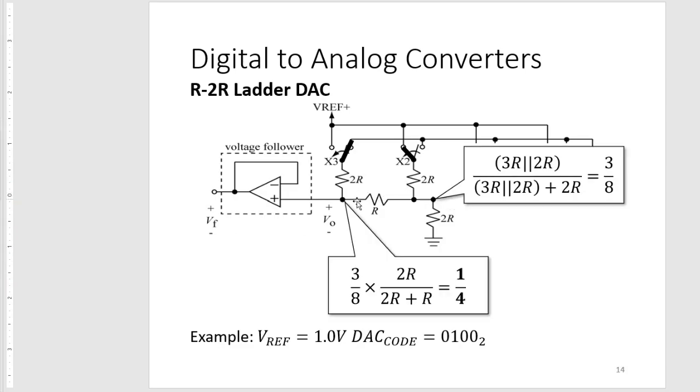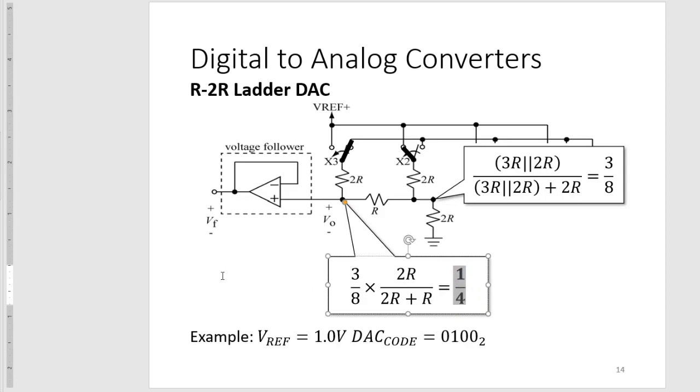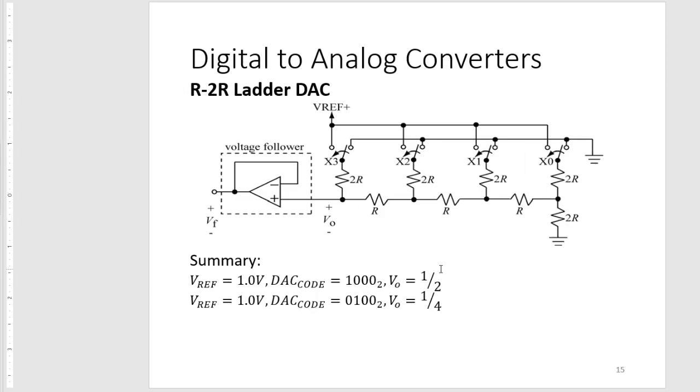And then to get the voltage at V out, we simply divide the voltage again since we have 3/8 of voltage here, and then an R resistor and the 2R resistor connected to ground over here. So we can say that the V out at this configuration will be 1/4 of the V ref. So actually, if we want to summarize that, if our DAC code is 100, our V out is 1/2. If our DAC code is 010, our V out is 1/4, which should be expected given how we convert from our DAC code to an output analog voltage.